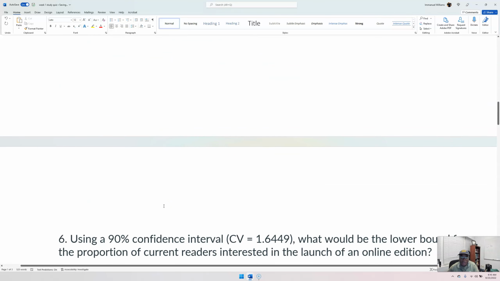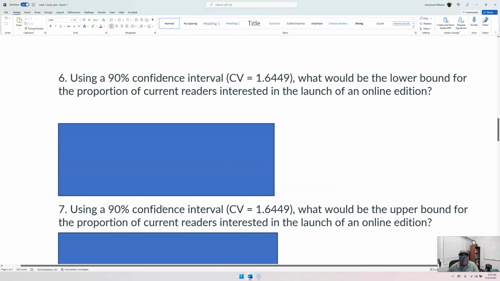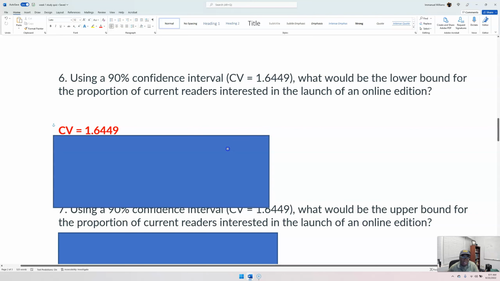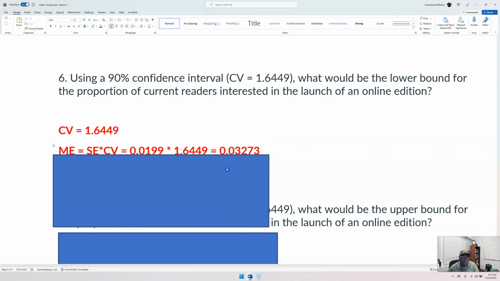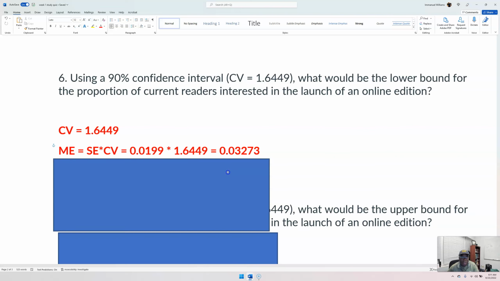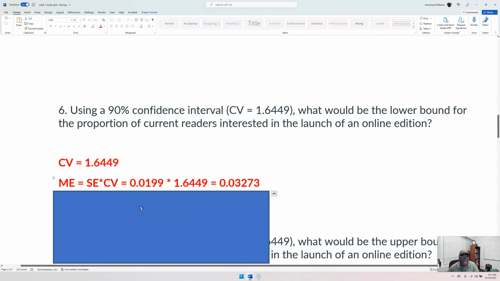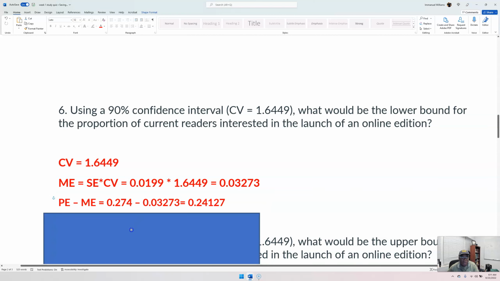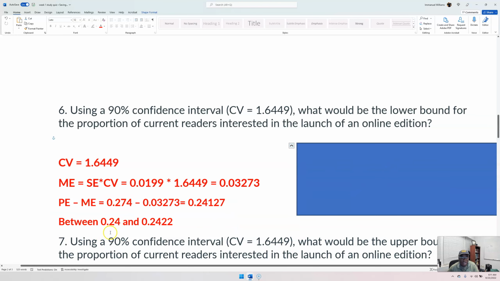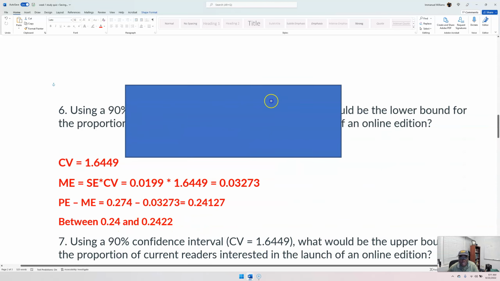And we can use this information to find the confidence interval. In terms of the confidence interval, what would be the lower bound? You'd first find, or at least state, the point estimate and the standard error. You note that I already did that. Find the margin of error, so it's the standard error times the critical value. I gave it to you already, and then you find the lower bound by taking the point estimate we found up here, 0.274, minus the margin of error, and get 0.24127. Ideally, any value between 0.24 and 0.2422 would be accepted if this was on a quiz on Canvas.